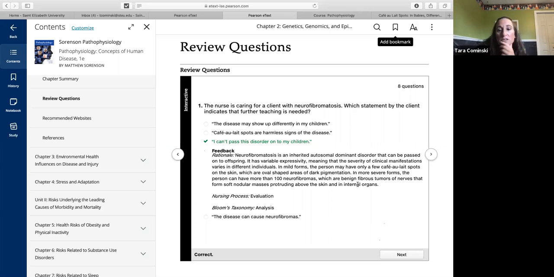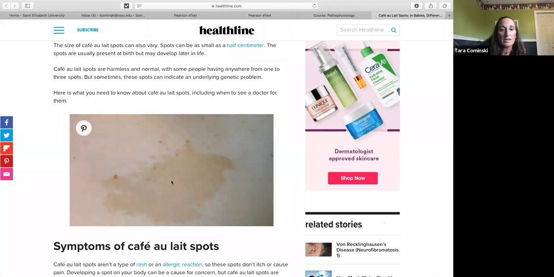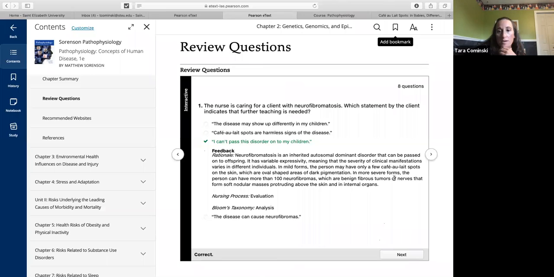It says here that in mild forms, the person may only have a few of these café au lait spots, and I'll show you, I'm probably not saying it very well. This is what they're referring to: a mild discoloration of the skin. There are other skin abnormalities that may be more serious, but for the most part these are pretty harmless. In more severe forms, a person can have more than 100 neurofibromas, which are fibrous tumors of the nerves. Like I said, there could be really a lot of them.